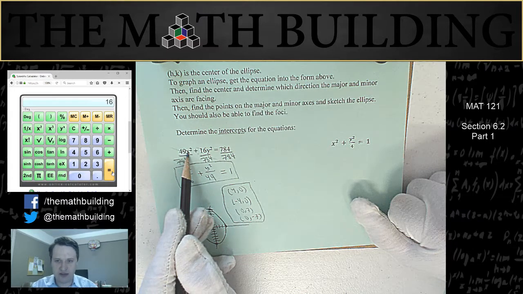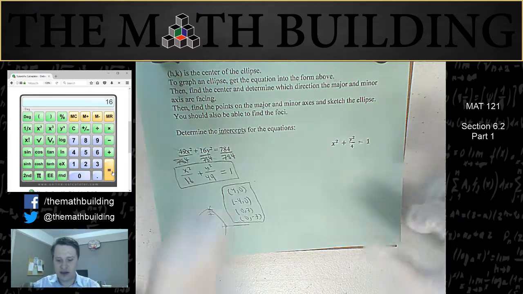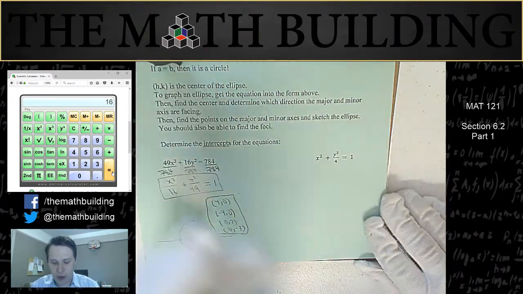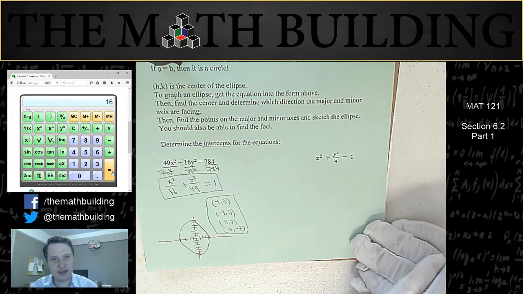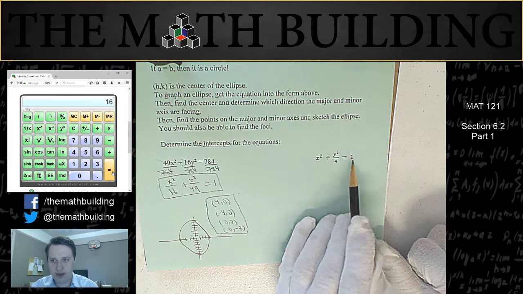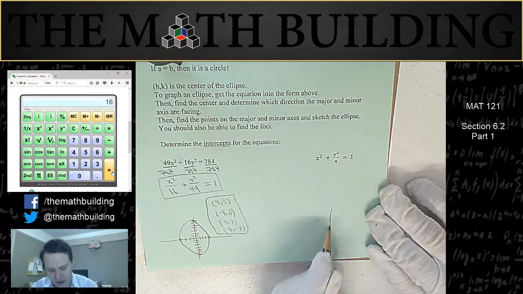You also could have plugged in 0 for x and 0 for y and solved, and you would have gotten the same results. Let's try this one over here: x squared plus y squared over 4 equals 1. Again, you need to recognize that that's an ellipse because we have x squared, y squared, and a plus sign. This one already equals 1. So what do we do about the x squared? How would we graph this?